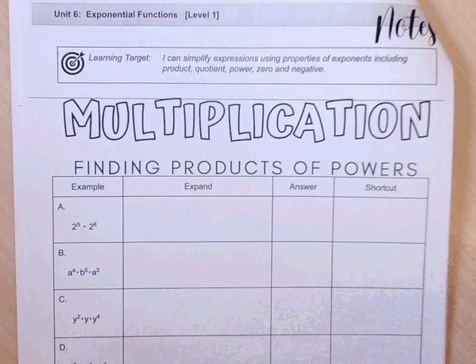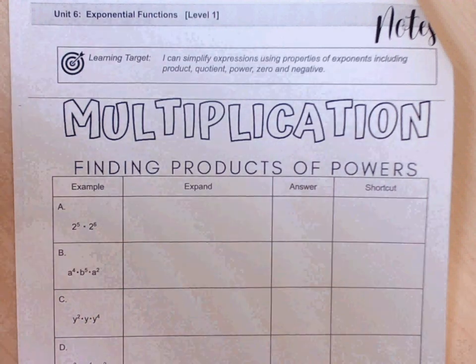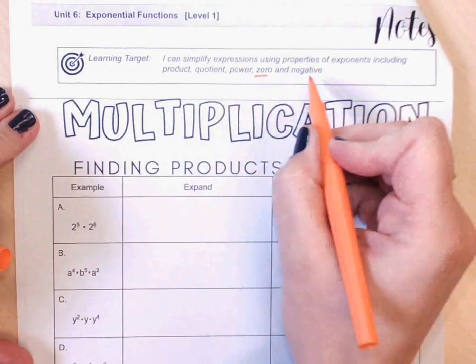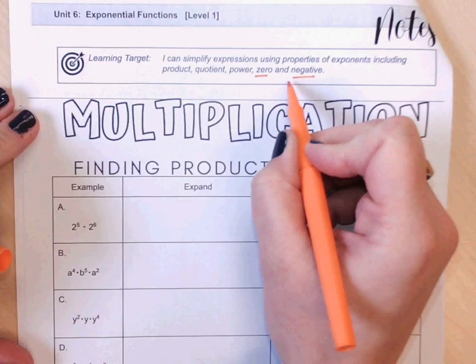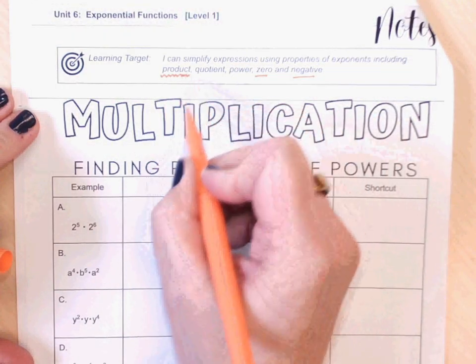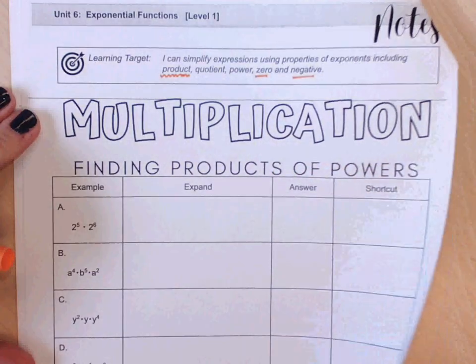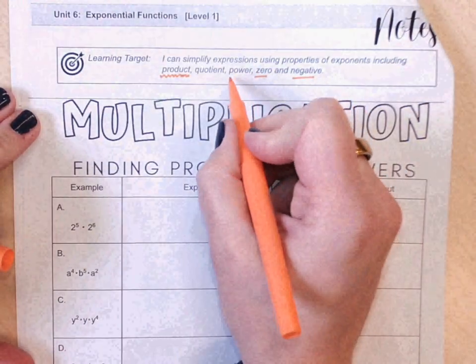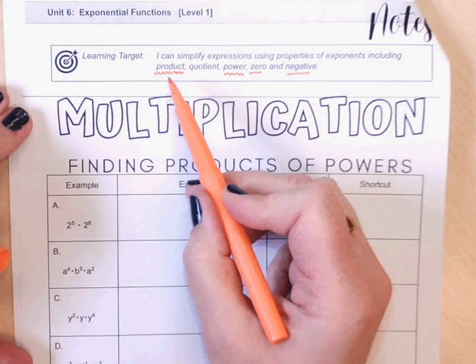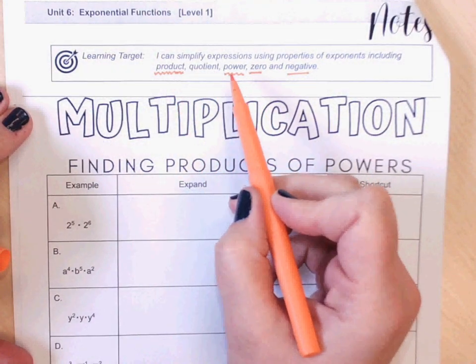Okay, so we are going to talk about multiplication. So far, we have already talked about the zero and negative rules, but today's lesson is focused on product, which means to multiply. And on the next page, we're going to talk about the power rule. So we're going to simplify expressions using the product properties and the power rule.